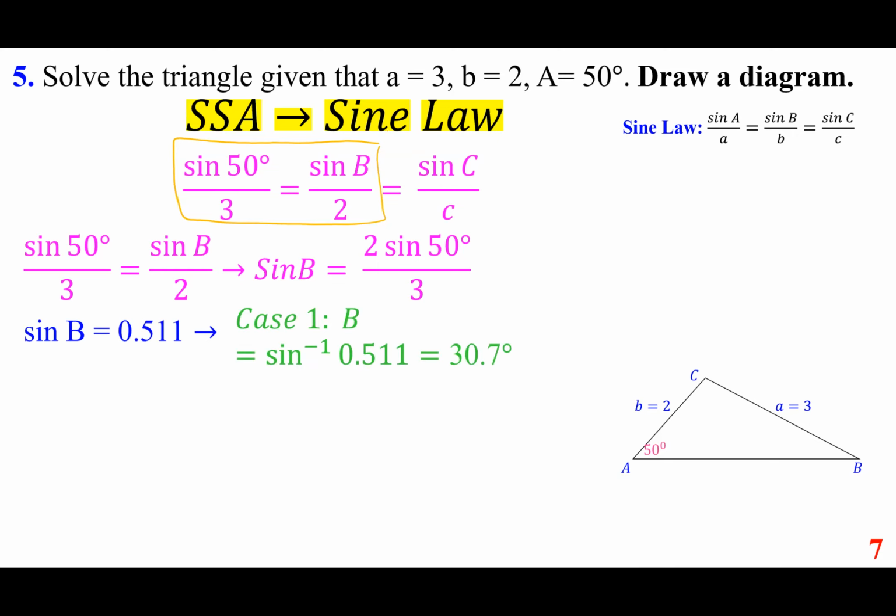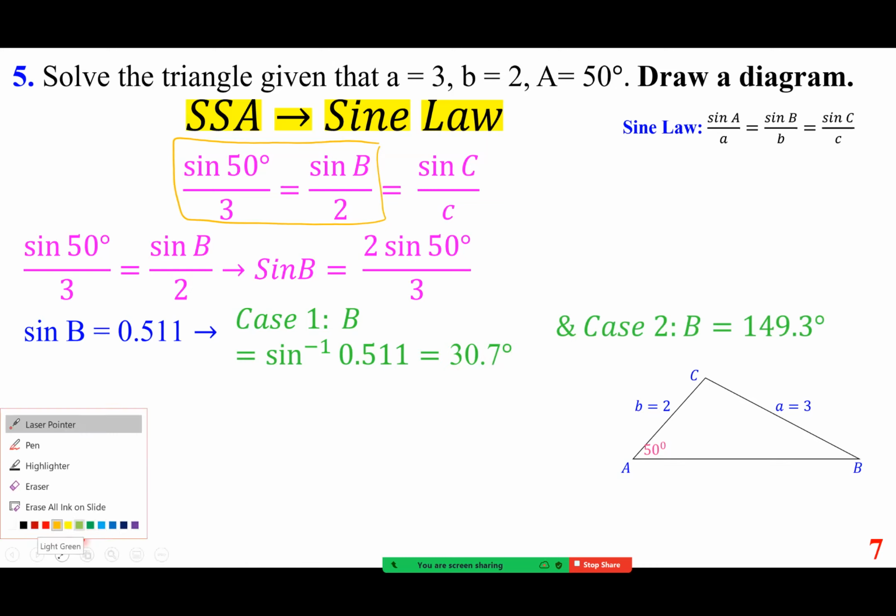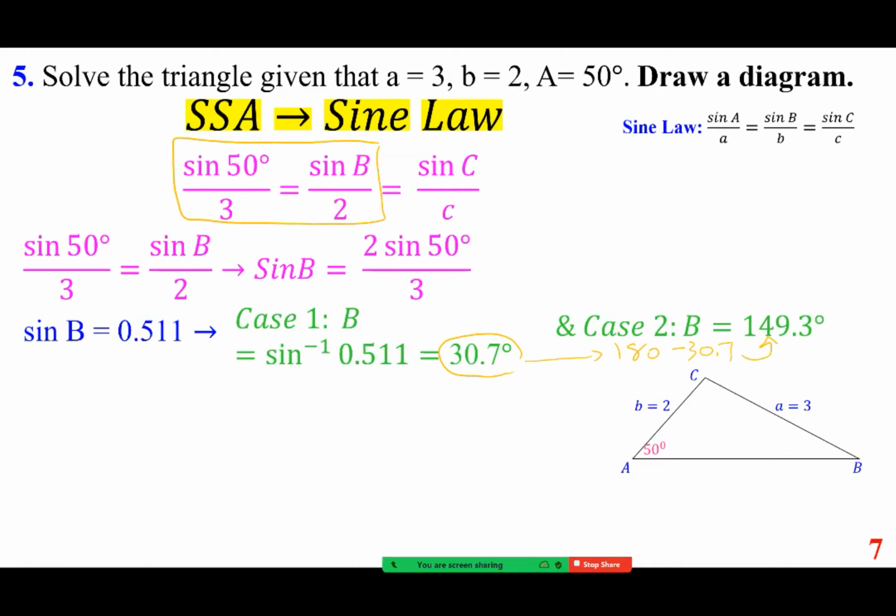Now, why are we calling it case 1? Because, as you know, sine is positive in the first and the second quadrant. So there is one more possibility for this, and that would be 180 minus this number. So case 2, B is 180 minus this number. Again, I want to make sure that we understand how we arrive at it. 180 minus 30.7 gives us the second. We're going to work on both cases.